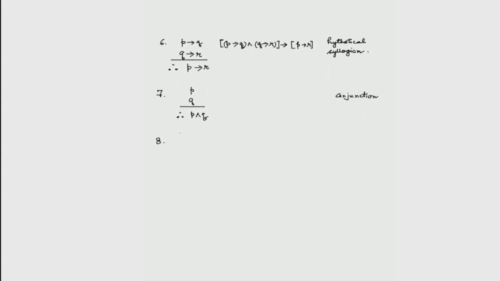Eight, P implies Q and R implies S, P or R, therefore Q or S. This is written as P implies Q and R implies S and P or R implies Q or S. This is called constructive dilemma.